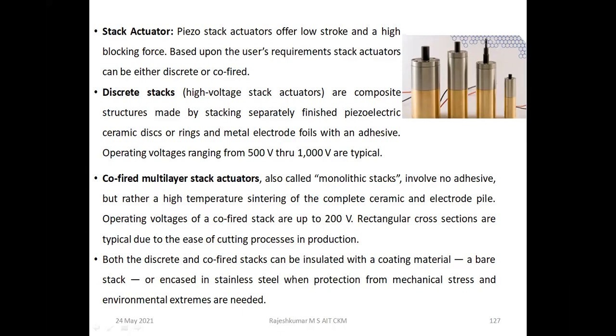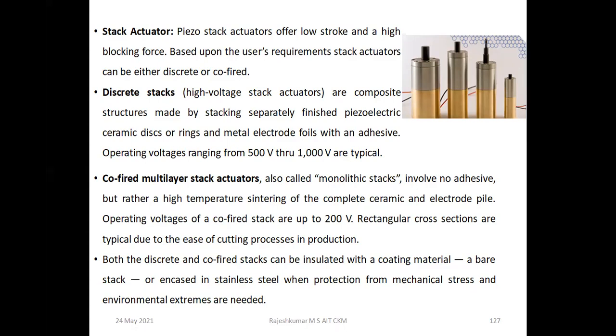So just imagine, as the name itself states, the discrete stack is a high voltage stack. There you can obtain a large amount of voltage. The range typically runs from 500 volts to 1000 volts. So this is a working application wherein the stack voltages are going to be taken out.